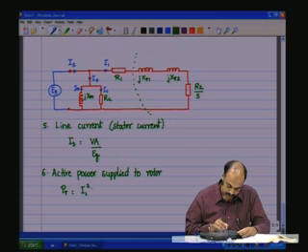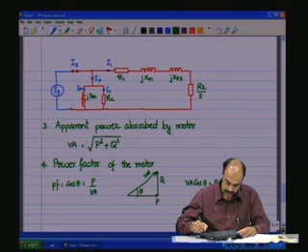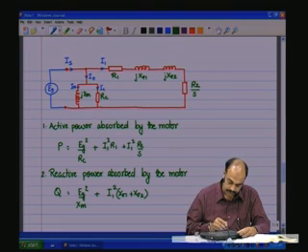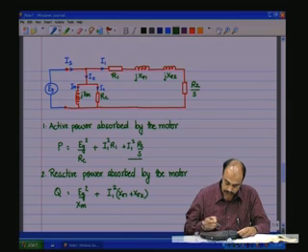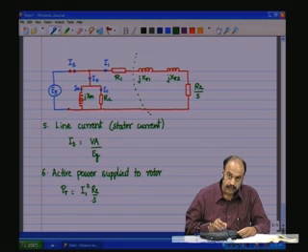I1 square R2 by S, isn't it? If we look at the active power here, you see that this is the core loss component, this is the stator winding resistance loss component, and this is the PR which goes to the rotor, and this is the portion which is the active power that is supplied to the rotor, and that is that.